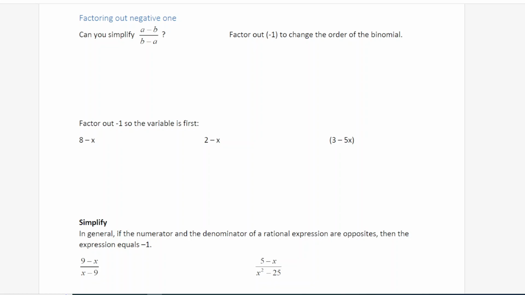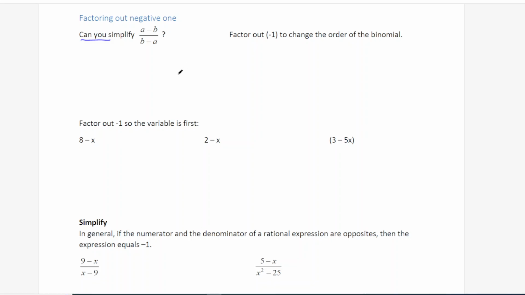So we're going to be continuing with simplifying rational expressions, but these rational expressions are going to have some funky little thing that you'll notice. What it'll be is that you'll have one expression on top that'll be something like a minus b, and then you'll have the same expression on the bottom but reversed, so something like b minus a. And the question is, can you simplify these? And the answer is yes.